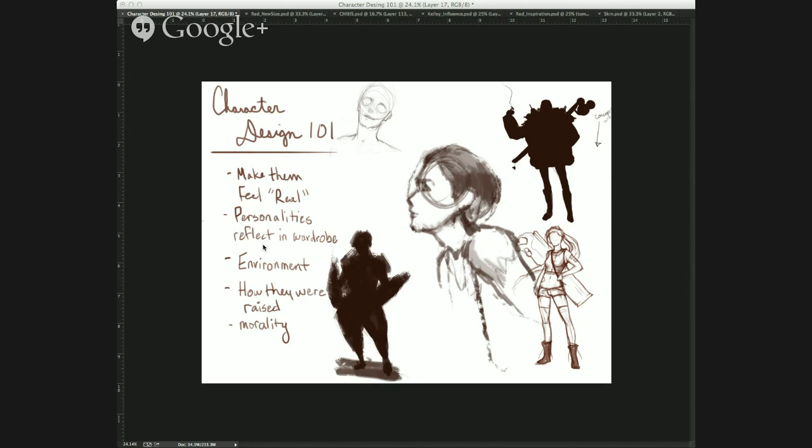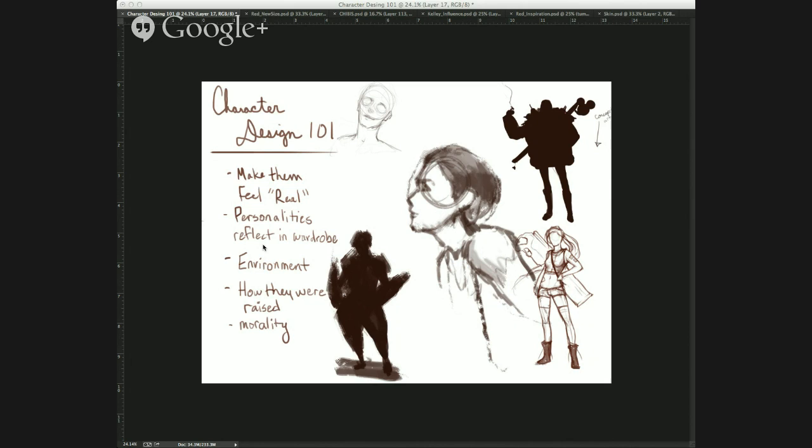Make them feel real. So give them personality. Have things on them that are specifically them, and it might be the sun or the goggles that they're wearing, or it might be a tattoo that they have. Something that definitely makes them feel like it was their decision to have this in the wardrobe, even though it serves no function. Which leads into personalities reflecting in the wardrobe. An extroverted person might have more vibrant clothing than someone more introverted, which might be more reserved, laid back, or neutral. And then lastly, going back to how they were raised, their morality.